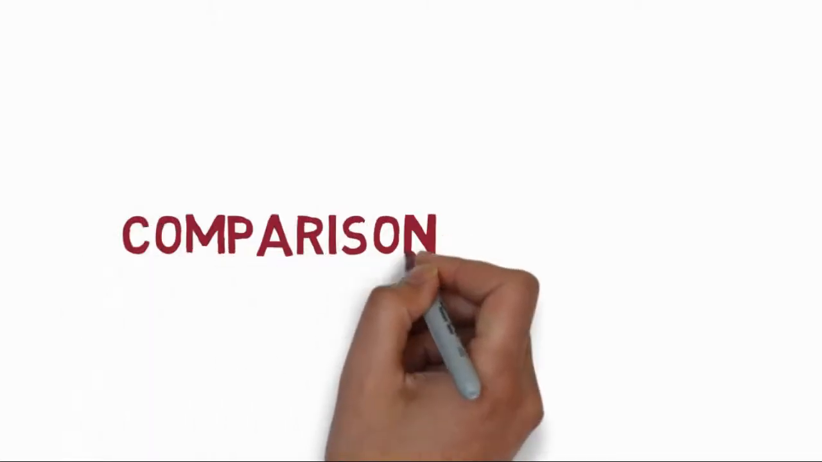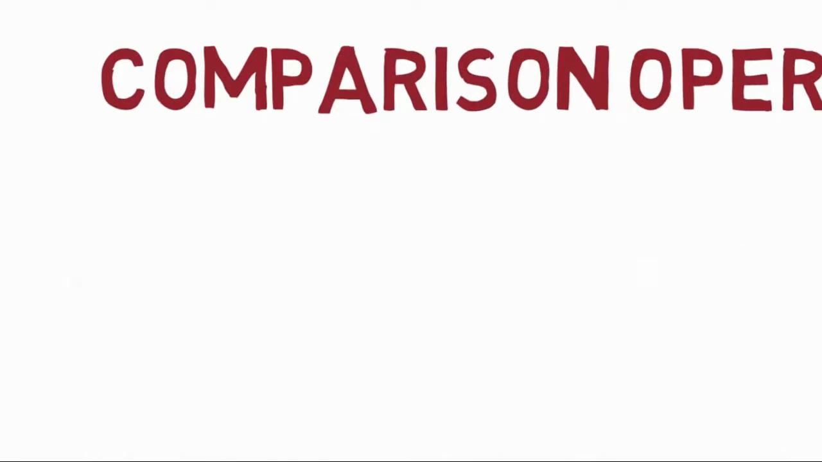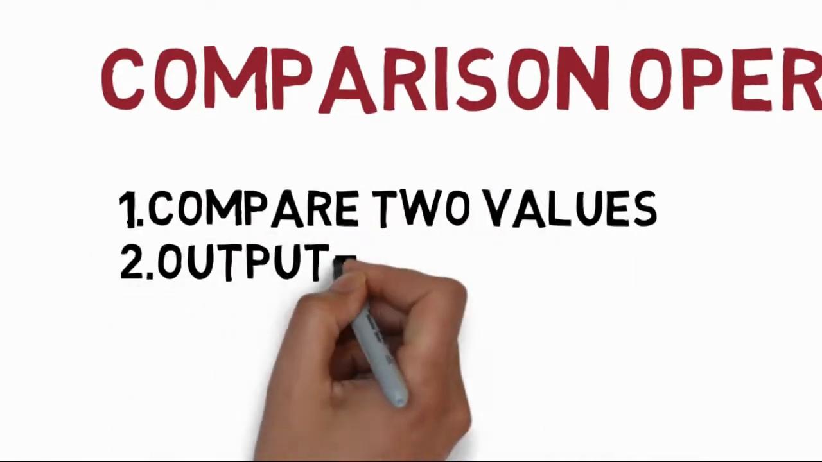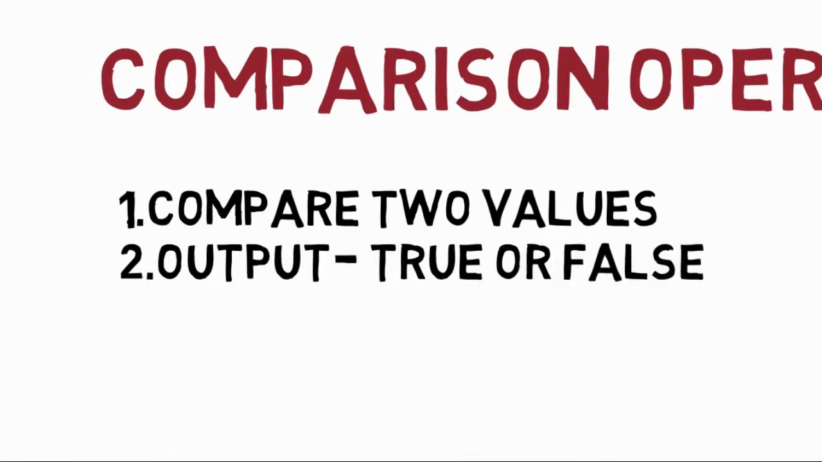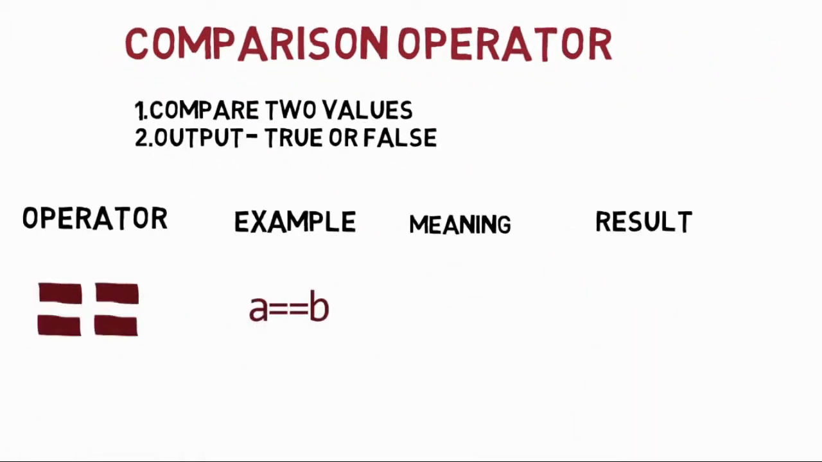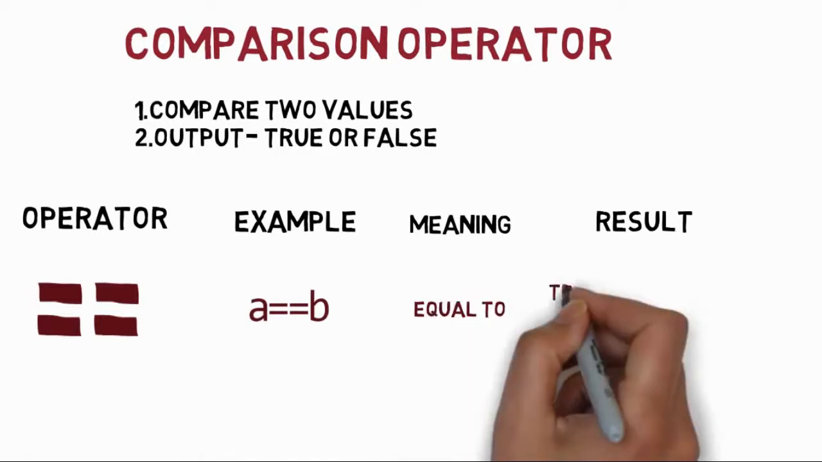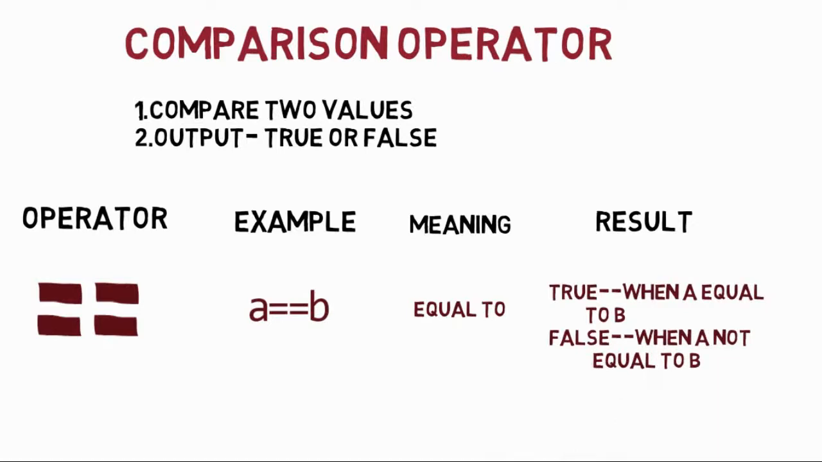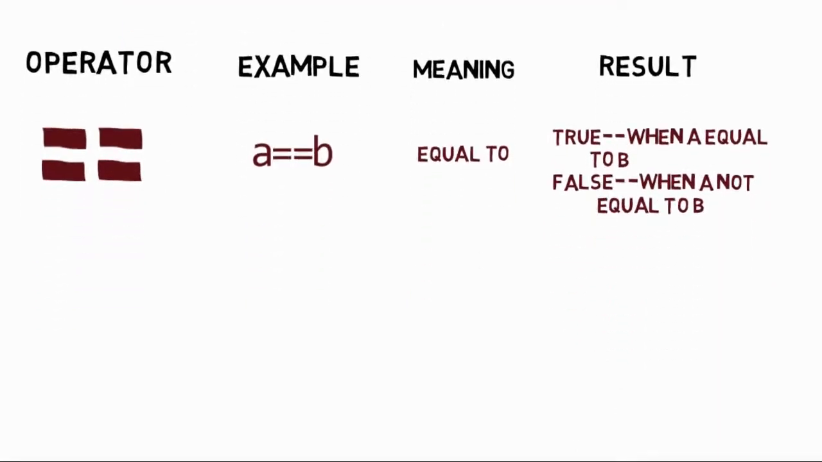The next operator is the comparison operator. This operator is used to compare two values and return output in the form of boolean, which may be either true or false. We will now list all the comparison operators. The first one is the equal to operator. This operator is used to compare two values and return true when a is equal to b and false when a is not equal to b, where a and b are operands.